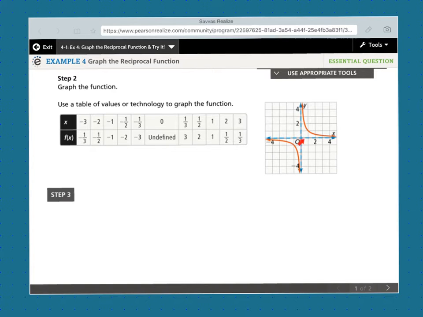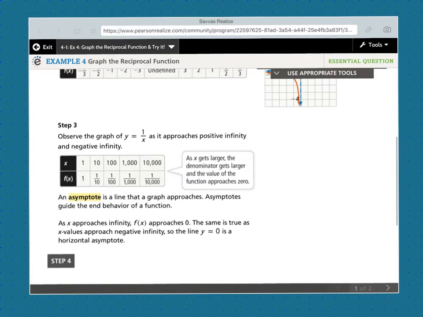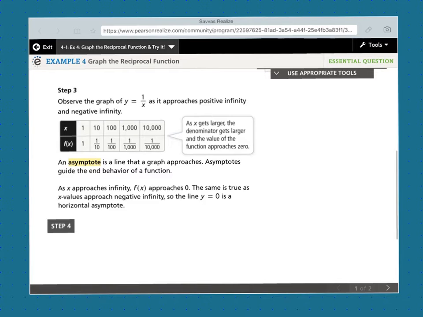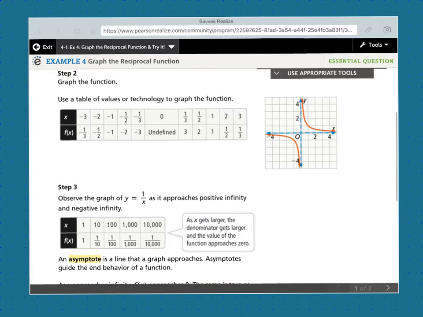Notice that as x approaches infinity, what happens to the y? It approaches 0. As x approaches negative infinity, y also approaches 0, right? So that's an interesting phenomenon, which means y equals 0 is your horizontal asymptote. Okay, so that's what this step 3 is all about. If step 3 comes up, there we go. It's a horizontal asymptote.